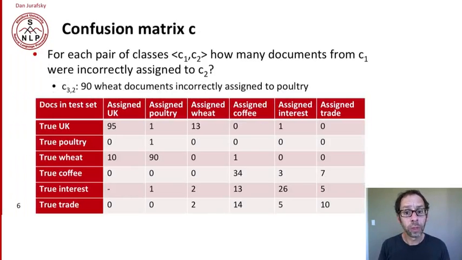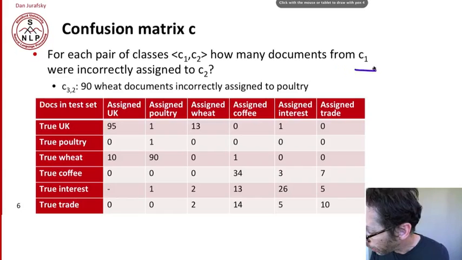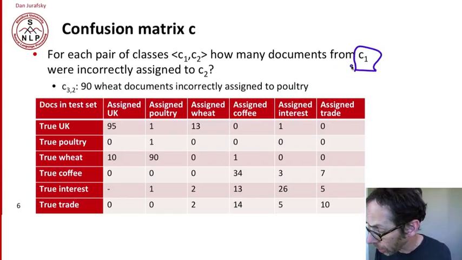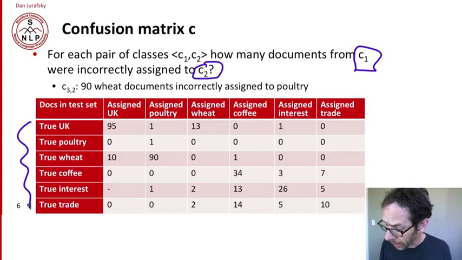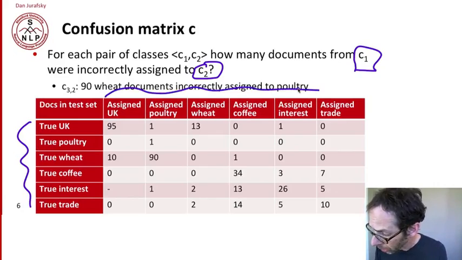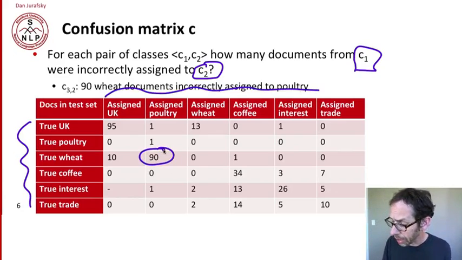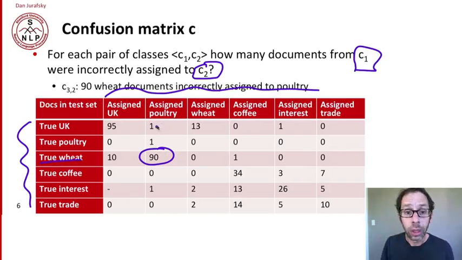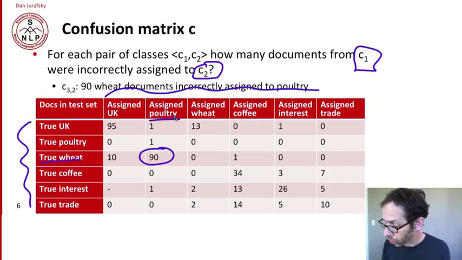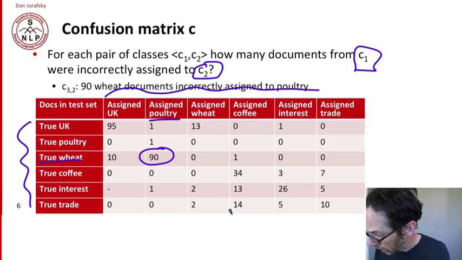The confusion matrix is very important for multi-class classification. The confusion matrix tells us, for any pair of classes C1 and C2, how many documents from C1 were incorrectly assigned to C2. Here's a little example. We have some documents about poultry or wheat or coffee, and here are their true classes, numbers of documents in these true classes, and here's what our classifier assigned. So C sub 3,2, this 90, is documents that were about wheat, but our classifier thought they were about poultry. So this is a classifier that just loves chickens.